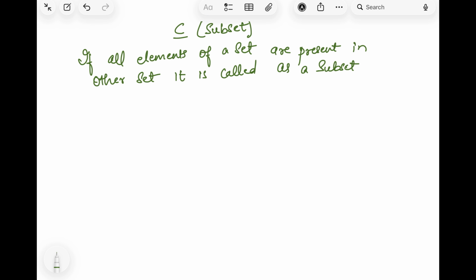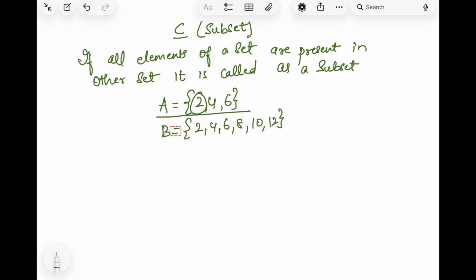So I will make it more clear with an example. If I say there is a set A which has 2, 4 and 6, and there is one more set B which has 2, 4, 6, 8, 10 and 12. So if you see clearly, all the elements, 2, it is present in B, 4, this is also present in B, 6, this is also present in B. That means all the elements of set A are already present in set B.